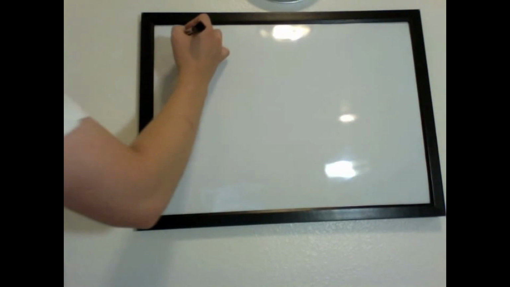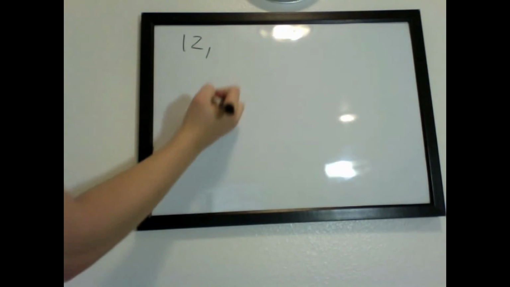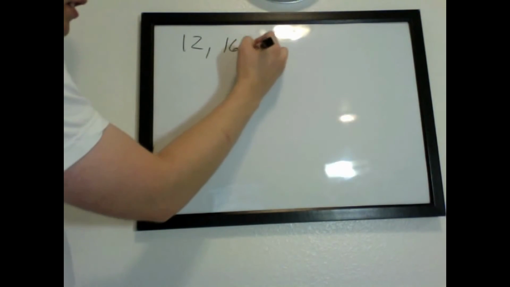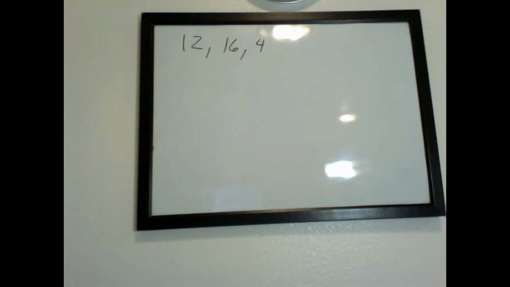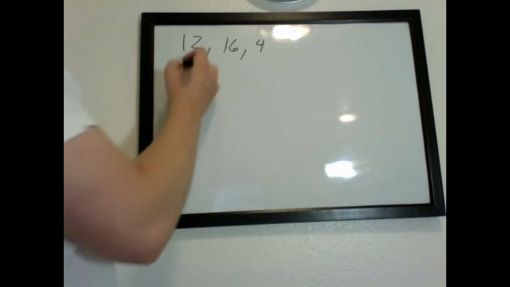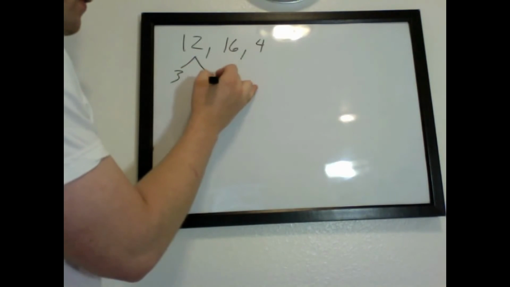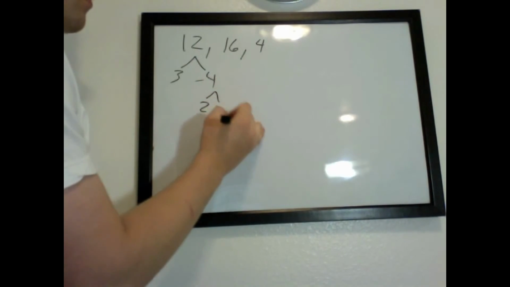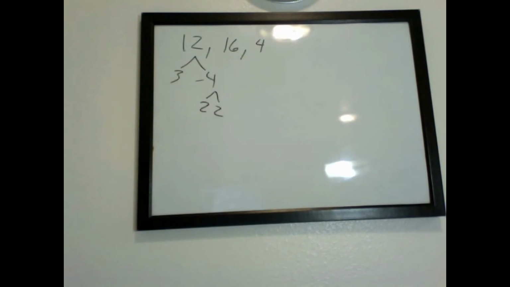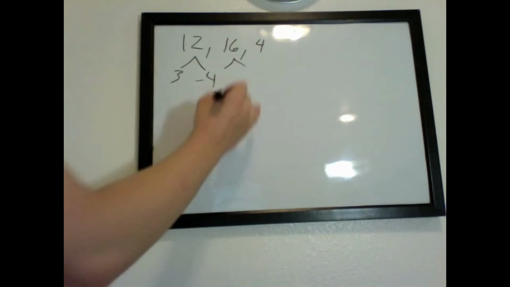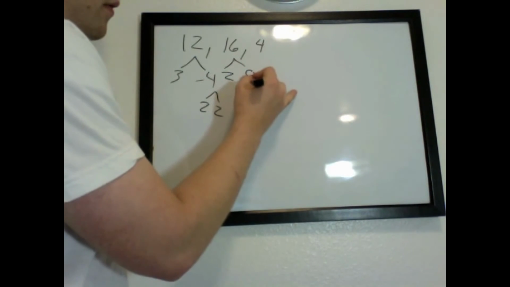Let's do one. Let's do a couple numbers. What do 12, 16, and 4 have in common with each other? Well, let's break 12 apart. 12 is 3 and 4. 4 is 2 and 2. Let's break 16 apart. 2 and 8, maybe? Yeah, that sounds good.